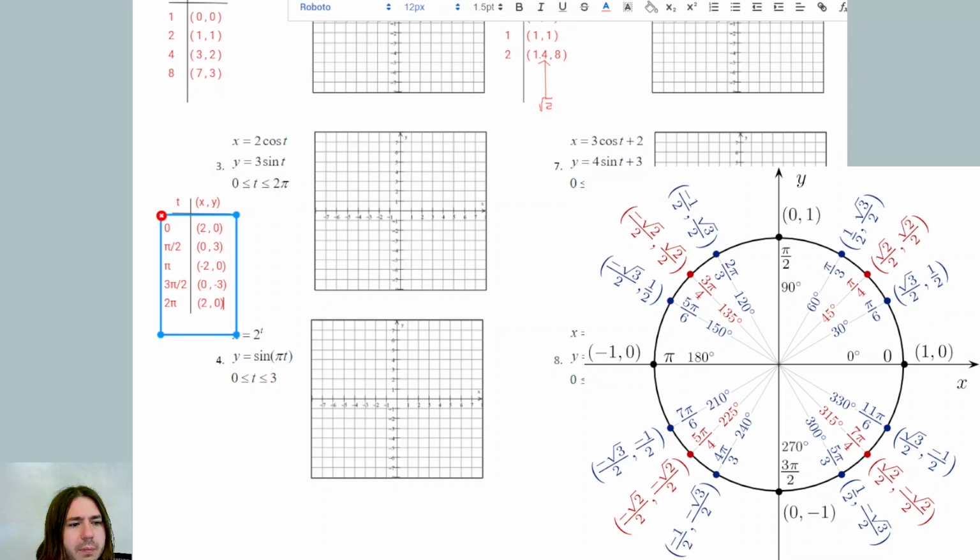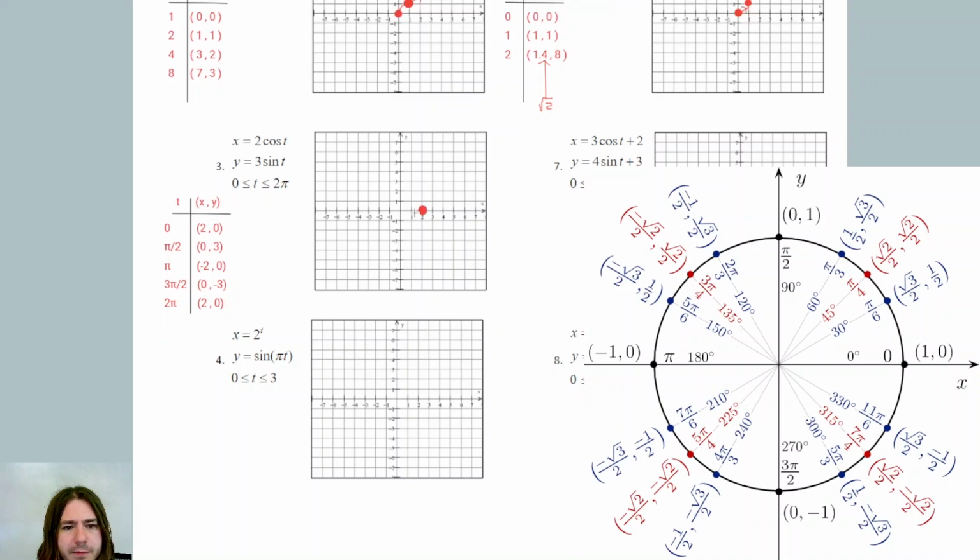2 comma 0 is right here. Then I've got 0 comma 3, negative 2 comma 0, 0 comma negative 3, and then back here. So what's happening is I'm getting this, it's not even a circle here. It looks like a little oval. It actually has a name called an ellipse. You don't need to know that necessarily, but it is going to be rotating in a counterclockwise fashion. So I just want to make sure I mark that with those direction arrows.